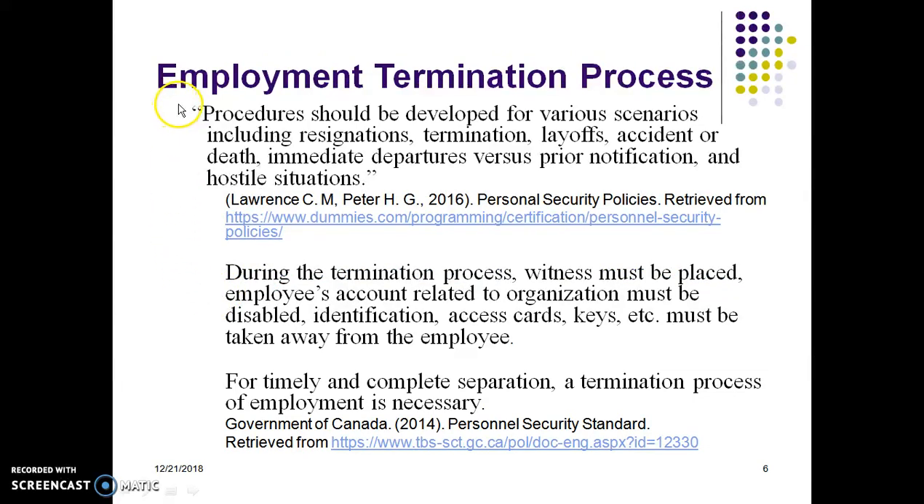And the third step is the employment termination process. Procedures should be developed for various scenarios including resignations, termination, layoffs, accident or death, immediate departure versus prior notification, and hostile situations. During the termination process, a witness must be present. Employees' accounts related to the organization must be disabled. Identification, ID cards, keys, etc. must be taken away from the employee. For timely and complete separation, a termination process of employment is necessary.